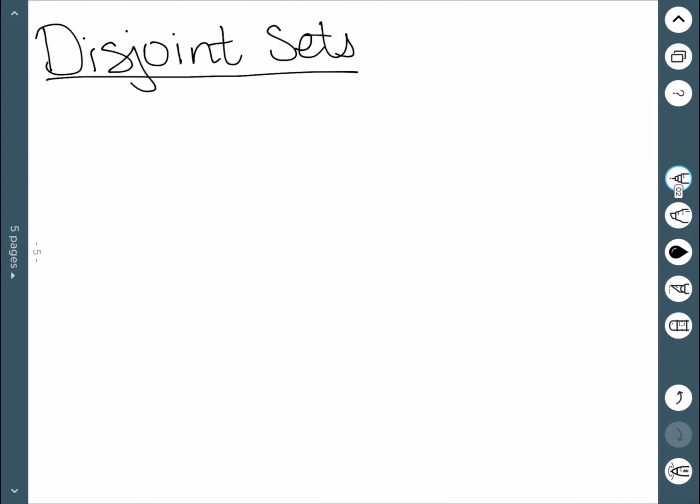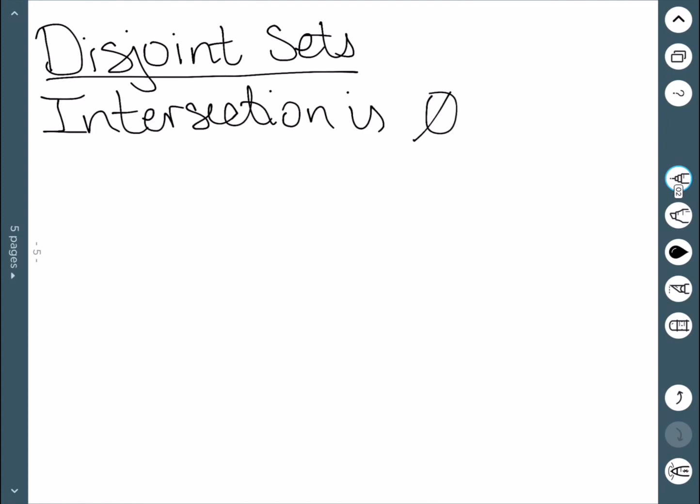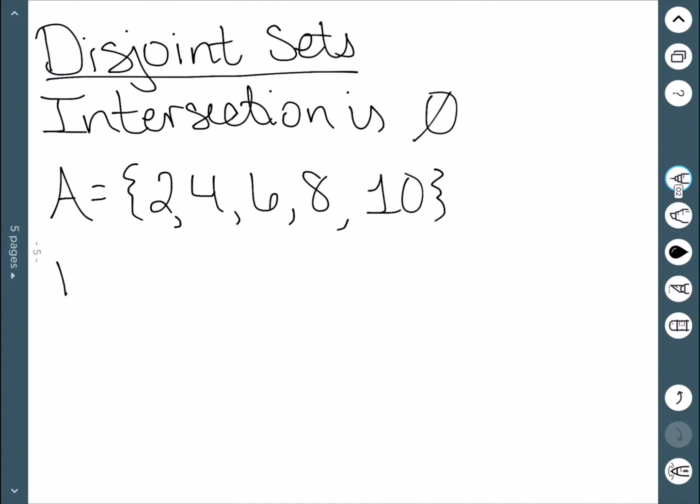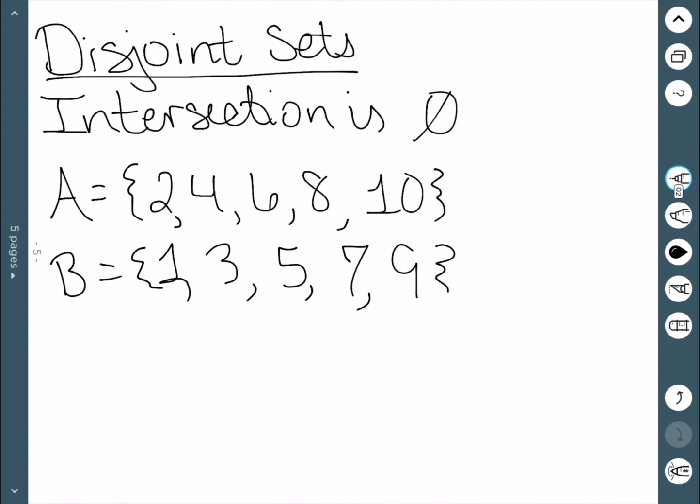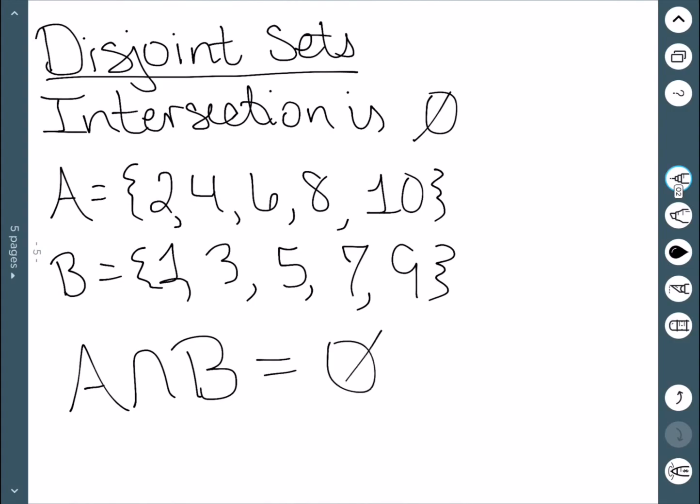Related to this are disjoint sets. These are sets where the intersection is the empty set. They have nothing in common. For example, if A is the set of 2, 4, 6, 8, and 10, and then B is the set of 1, 3, 5, 7, 9, we can see they have nothing in common. Therefore, A intersect B is the empty set, and these two sets are called disjoint.